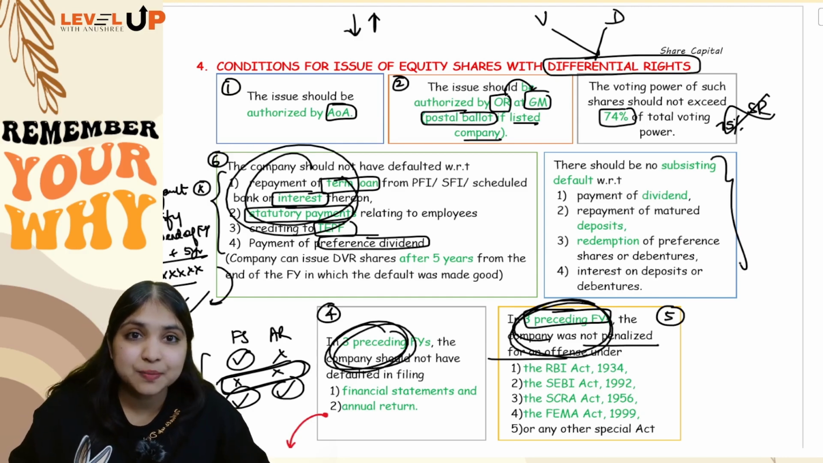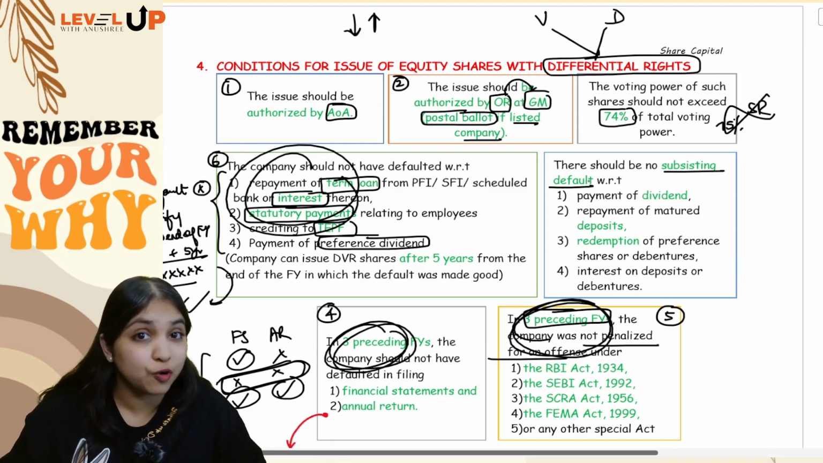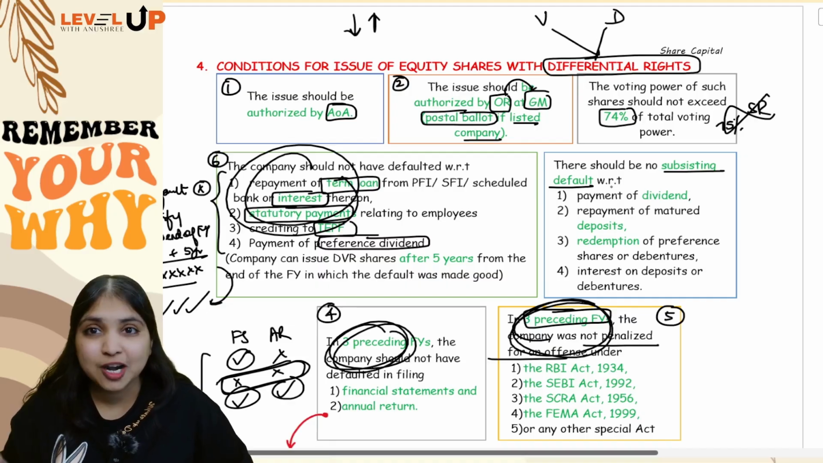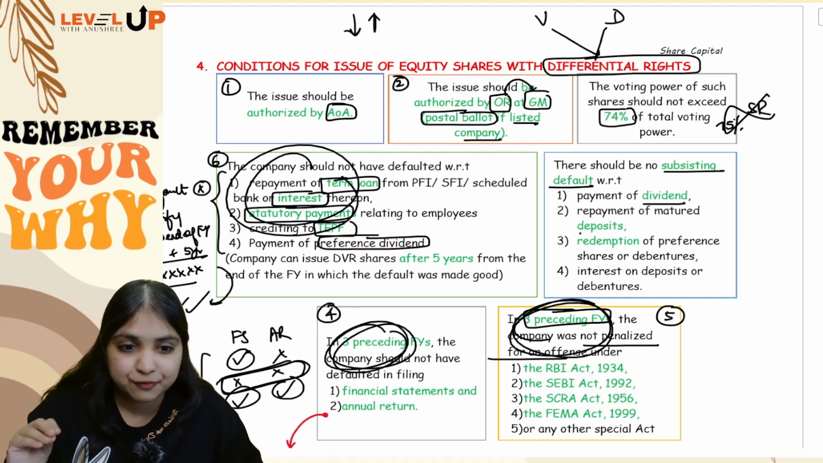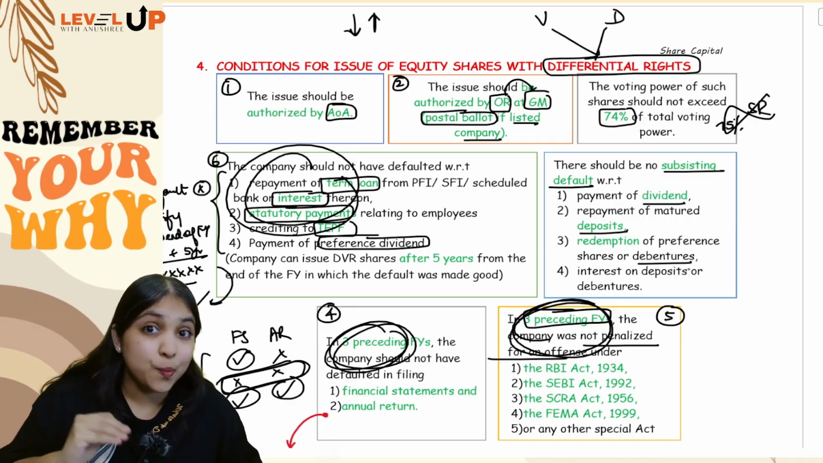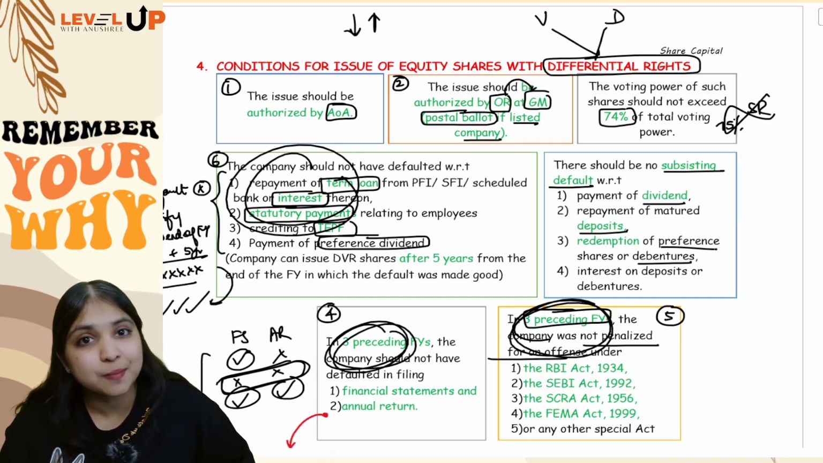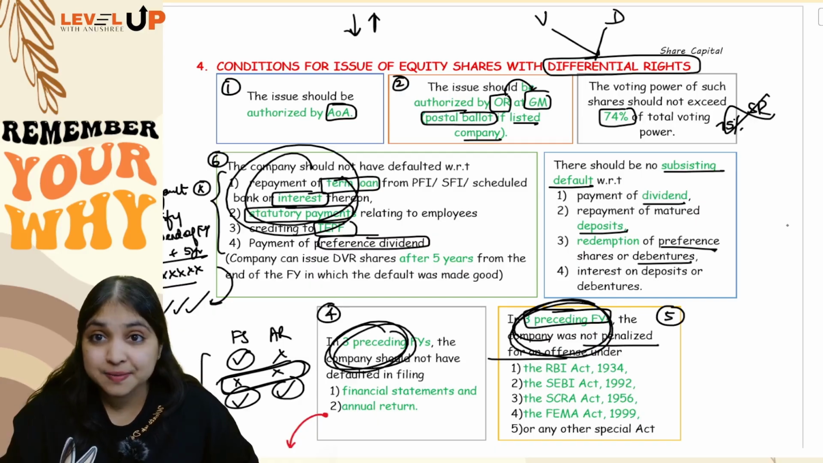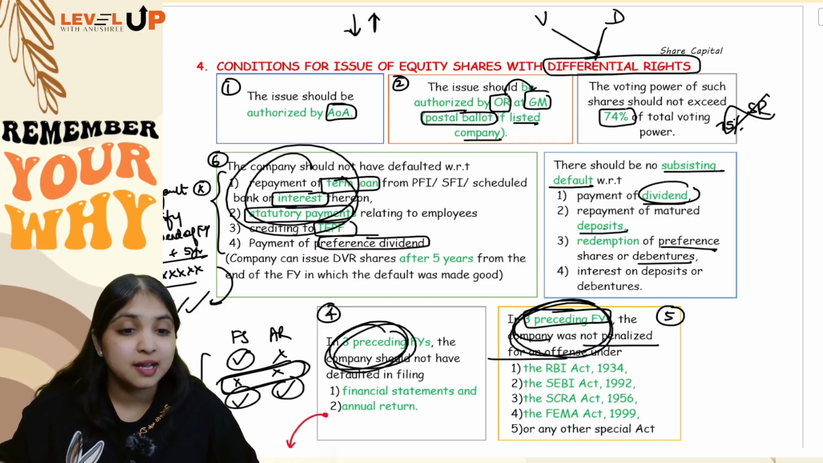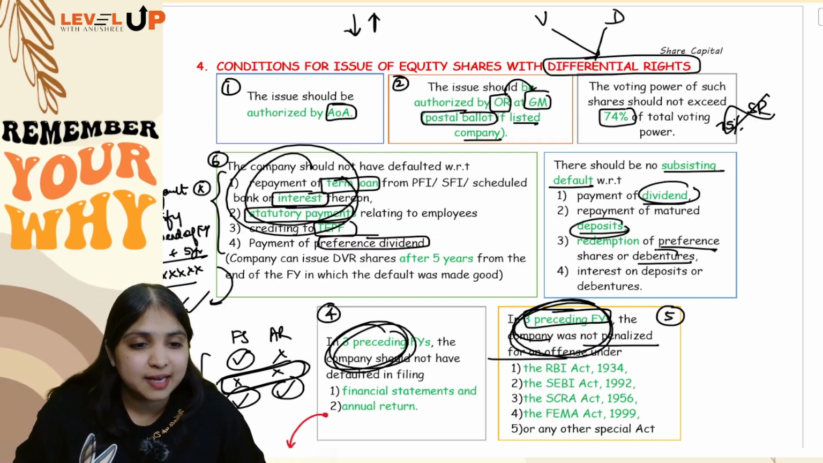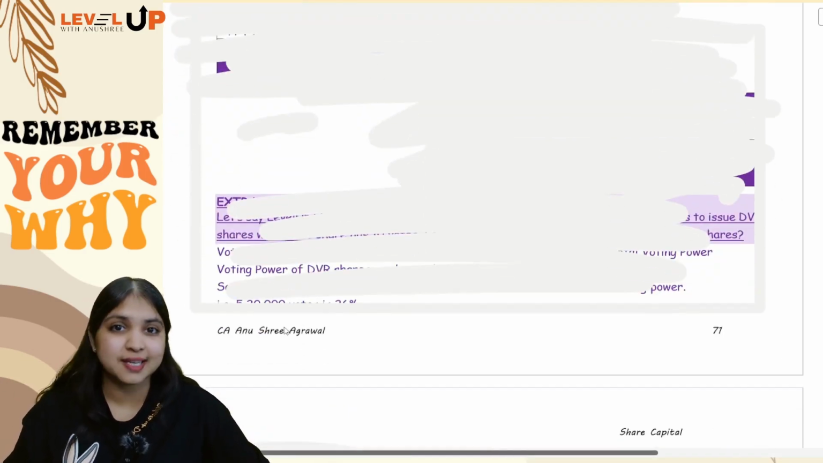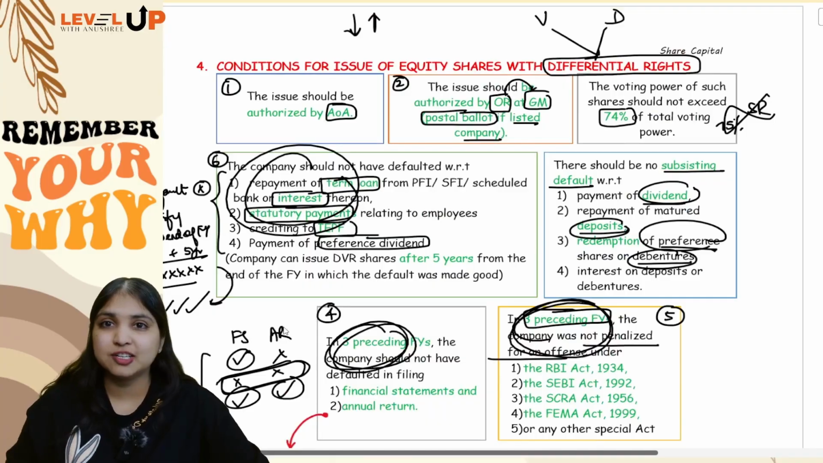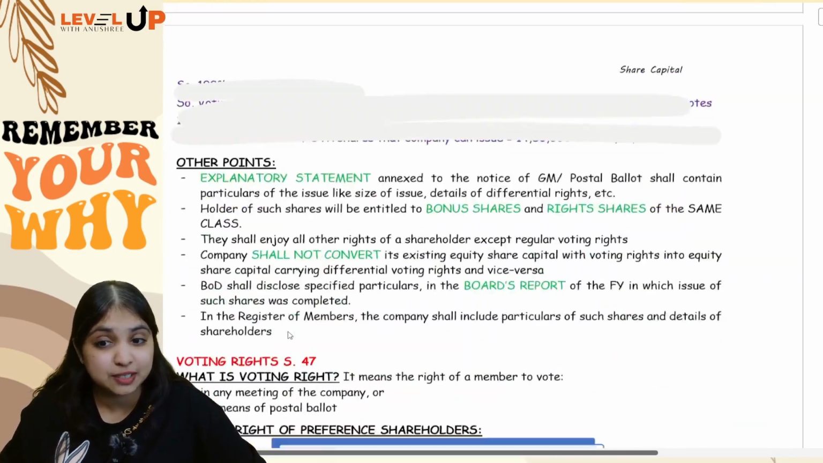Okay, and the last point, there should not be any subsisting default. You know what is subsisting default? There should not be any existing default relating to D for dividend, D for deposits, D for debentures. Wherever we talk about debentures, we'll also talk about preference shares. So there should not be any subsisting default relating to payment of dividend, repayment of deposits, redemption of debentures and redemption of preference shares. Totally there are 7 conditions, guys. Company, you have to fulfill all the 7 conditions, only then you can issue equity shares with differential rights.